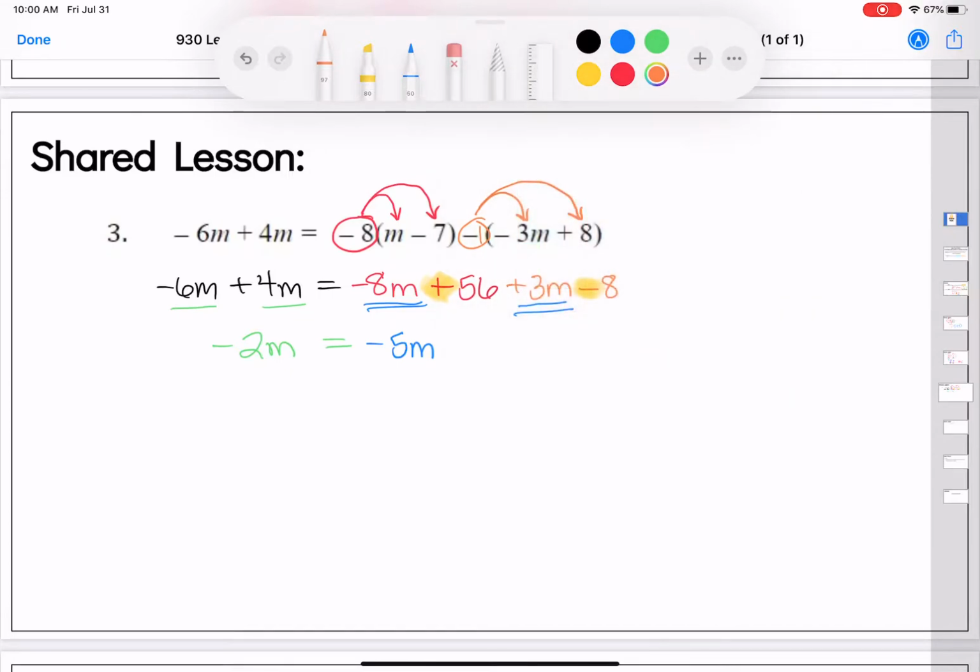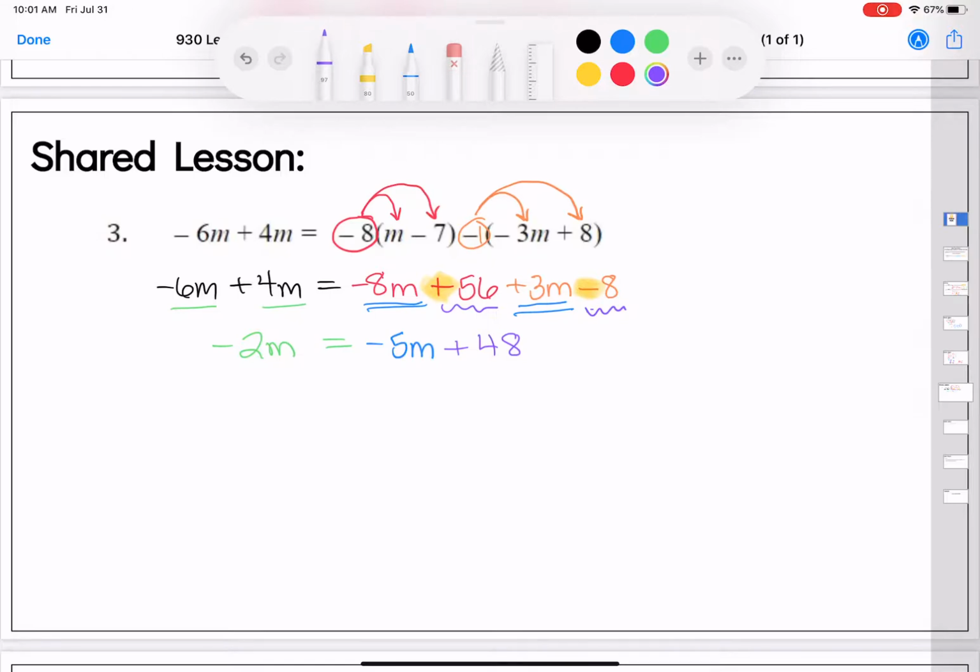And then I also have positive 56 and negative 8, right? Positive 56 minus 8 gives me positive 48. So a lot to combine before we start moving things. If you move things right away, oh my goodness, you're going to have a headache trying to keep everything straight. So combine those like terms before you start moving.